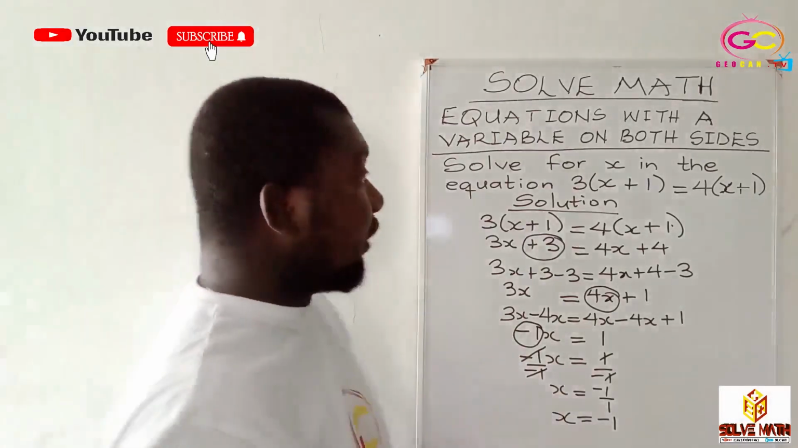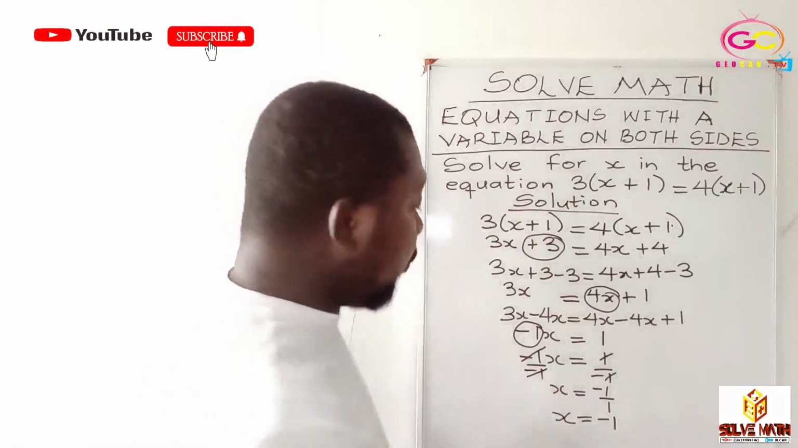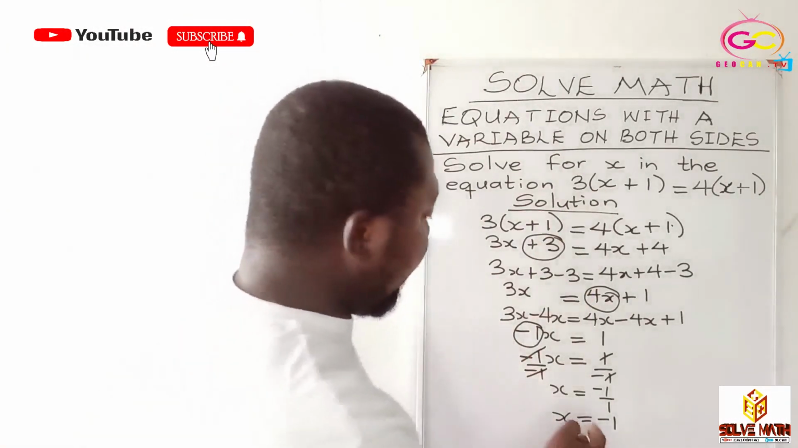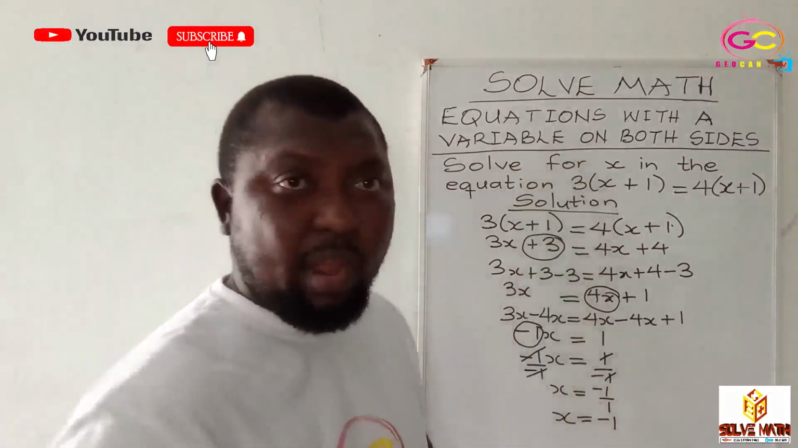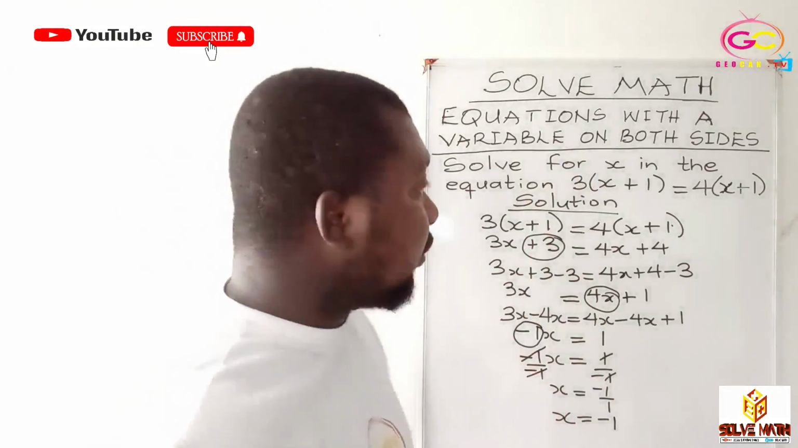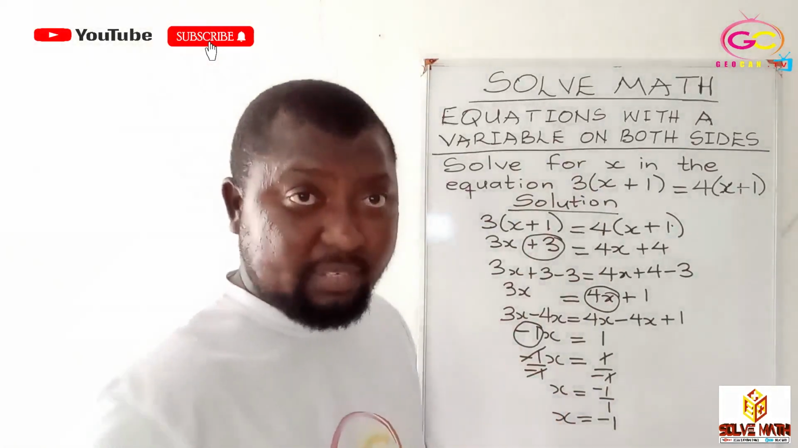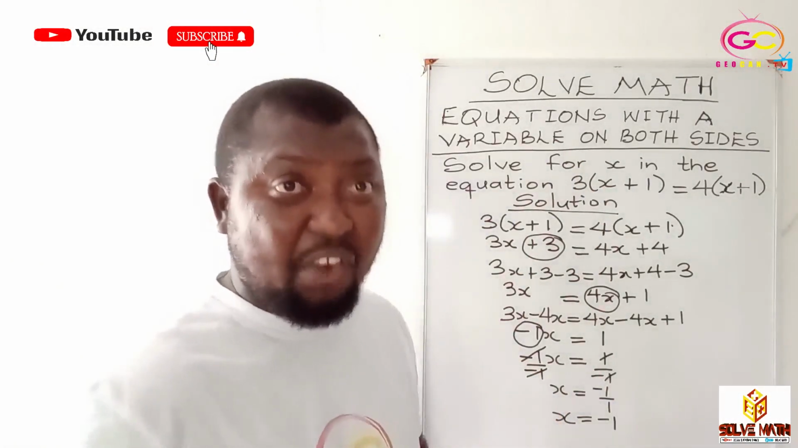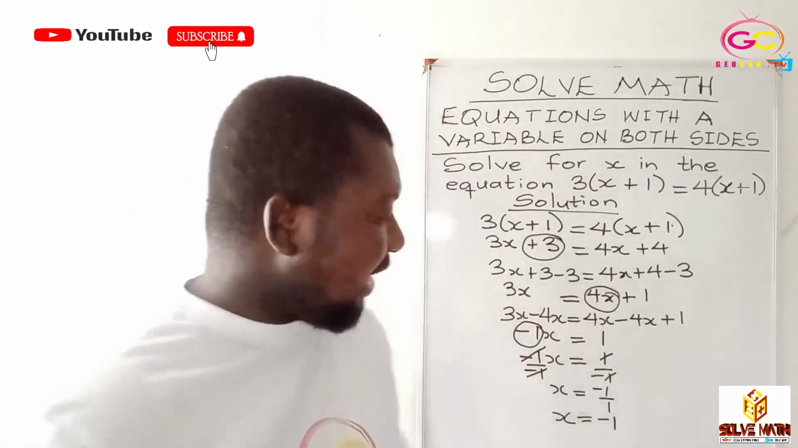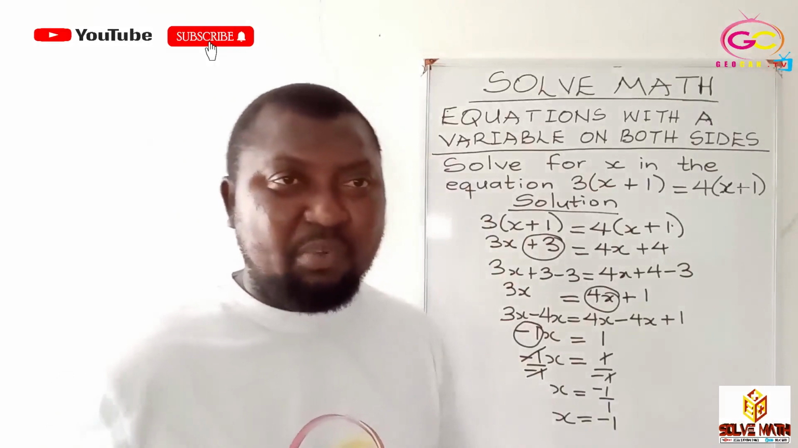Good. Now, in order to check your answer, as we all know, you go to the equation you were given, the original equation, and fix in negative 1 anywhere you find x. And if the left-hand side is equal to the right-hand side, then your answer is correct. It's 100%. Good. And as I always say, you can do that now. And the left-hand side will be equal to the right-hand side.